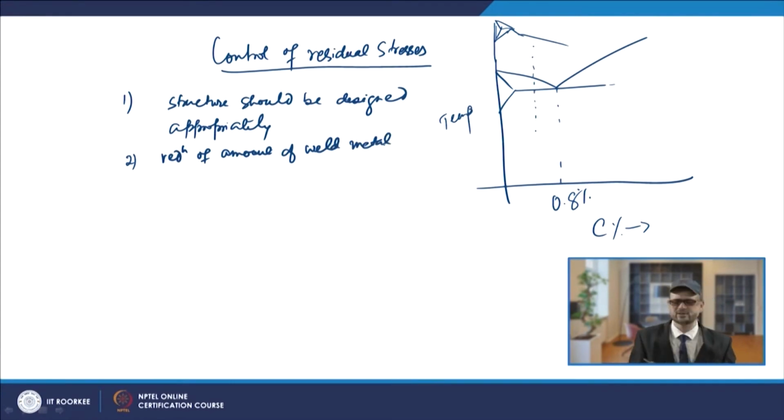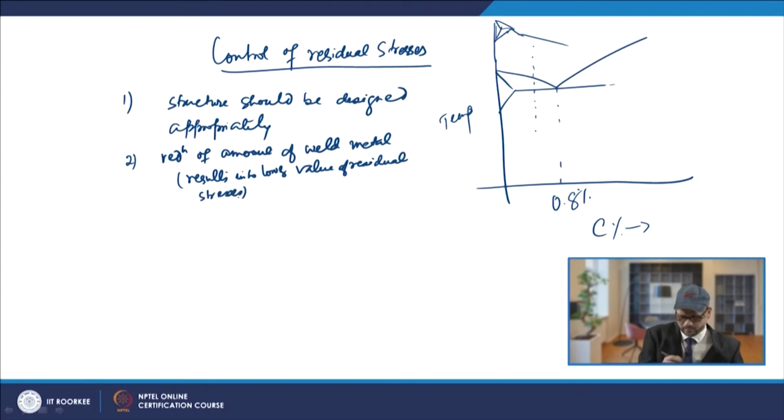So, that results in a lower value of the residual stresses. For example, you can use a U groove instead of a V groove, which reduces the amount of weld metal. Then comes the assembly and the welding sequence which is followed.